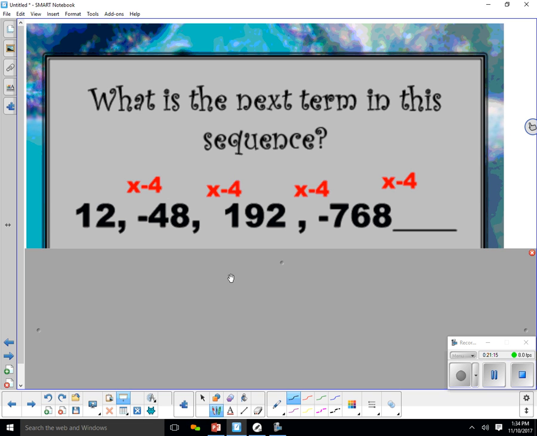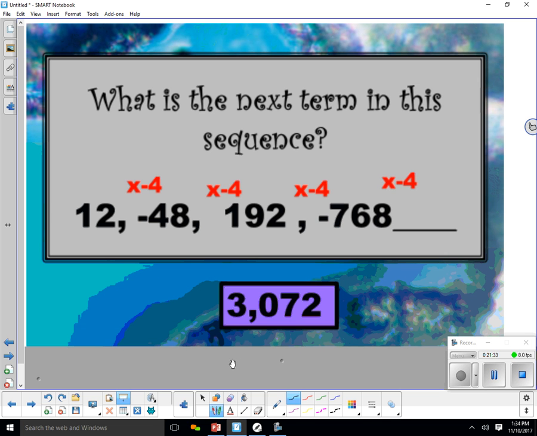Next term in the sequence: 12, negative 48, 192, negative 768. Negative 11. Would it be negative? No, it'd be positive. Positive. Okay? And positive what? Multiply it again to make sure. Multiply yours again. I think you probably had another number on your calculator. Yeah, okay. All right. Any question on that?